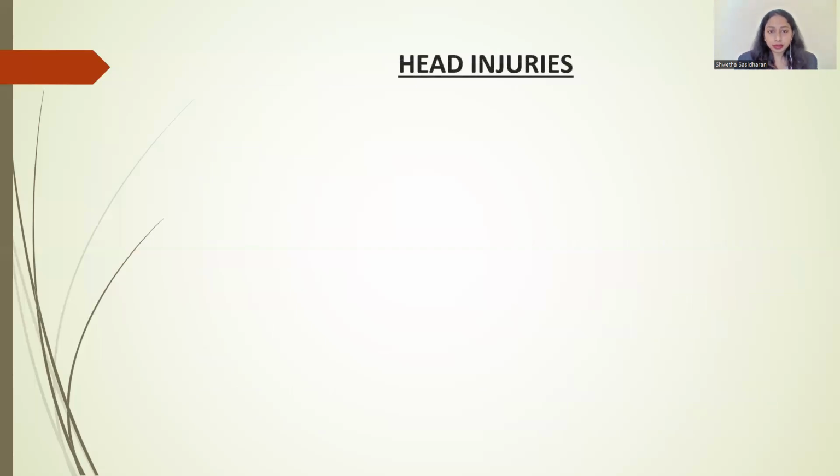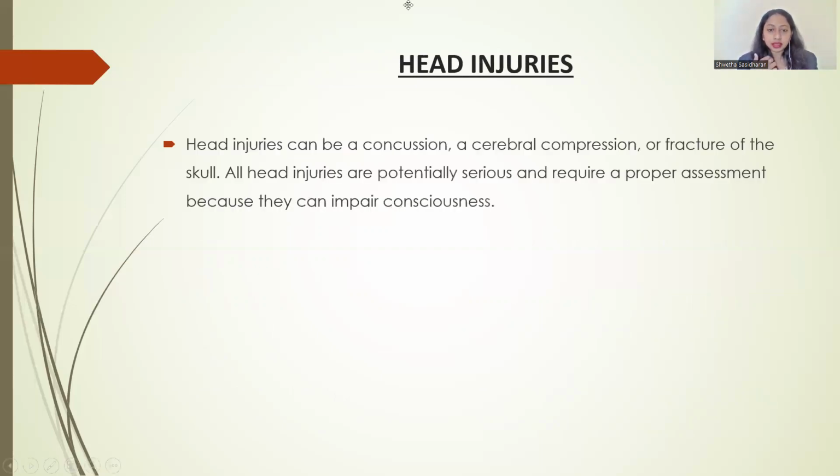Now let's come to the pathology part of it. First and foremost is head injury. Head injuries can be a concussion, a cerebral compression, or a fracture of the skull. All head injuries are potentially dangerous and require proper assessment because they can impair sensation and consciousness as well.